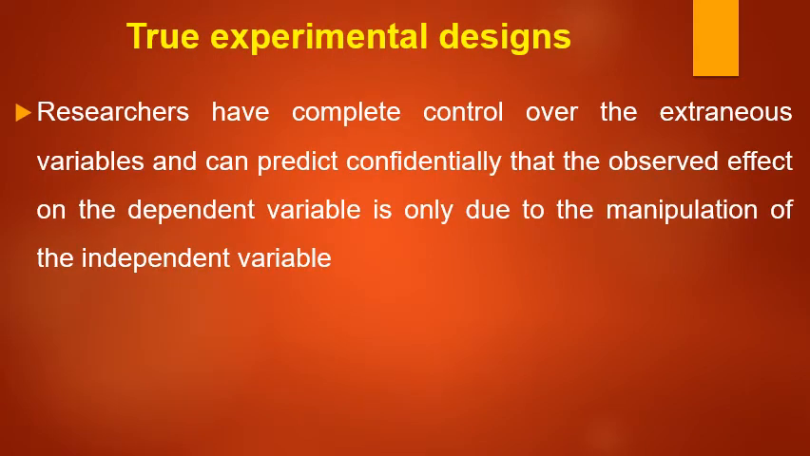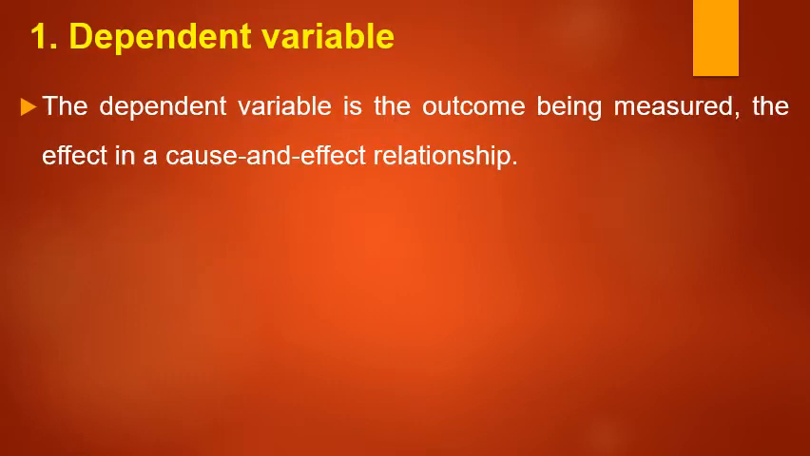Okay, so let us start with the true experimental designs first. True experimental is nothing but the researchers have complete control over the extraneous variables and can predict confidently that the observed effect on the dependent variable is only due to the manipulation of the independent variable. So here we have to understand some terminologies like variables. As I told you, a variable is the thing that varies according to the situation, right? And we have independent variable, dependent variable, and extraneous variable. So let us see one by one what all these mean.